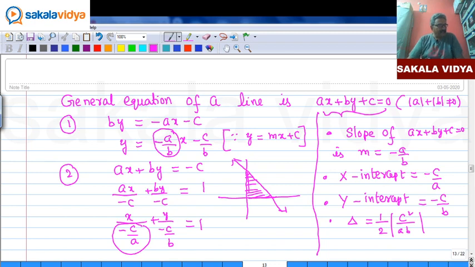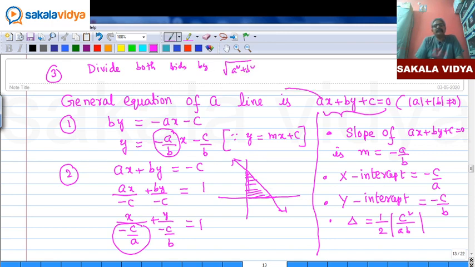One more thing, we can also write it in normal form. How to convert to normal form: divide both sides by root of a square plus b square. Then this can be put in the form of x cos alpha plus y sin alpha is equal to p. Even we can write it in the normal form also.